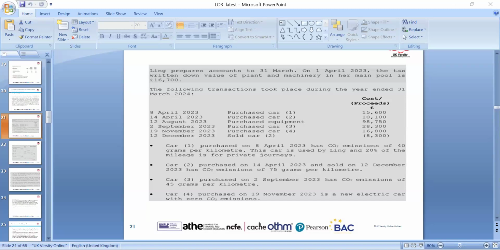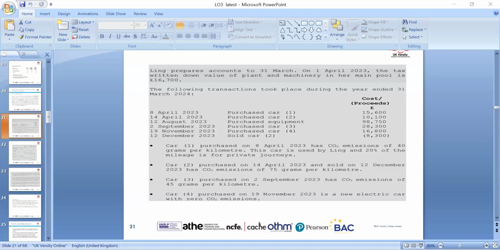Other additions: we have a car at 15,600. Then we have a second car which, looking at the CO2 emission level, falls under the special pool. And then we have a third, at 28,300. We can add them all together and find the total value. For the special pool and so on, we need to apportion accordingly, so we can calculate.